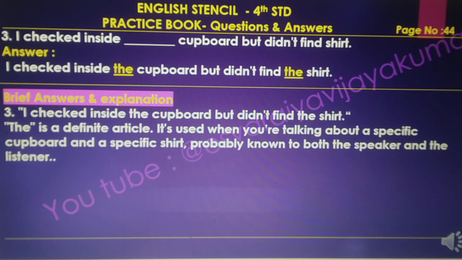And the third one, I checked inside the cupboards but did not find the shirt. The brief answer and the explanation: the is a definite article. It's used when you are talking about a specific cupboard and a specific shirt, probably known to both the speaker and the listeners.